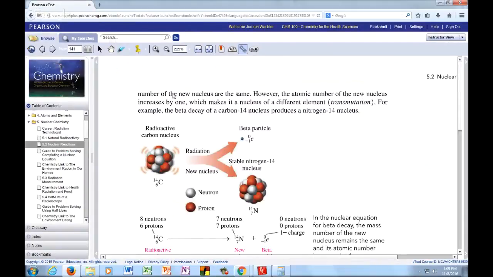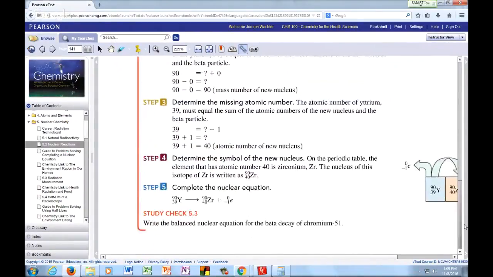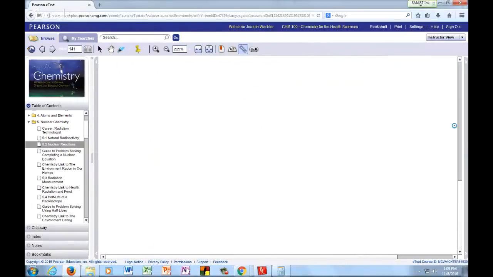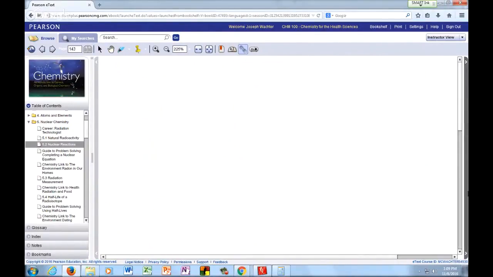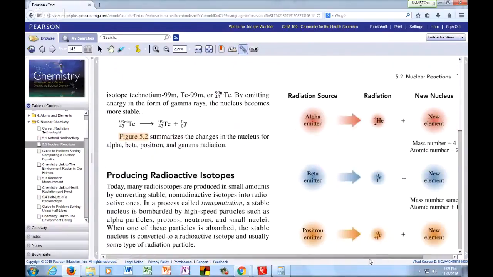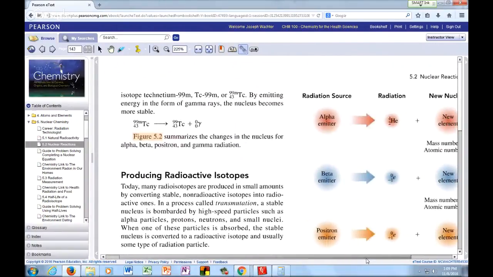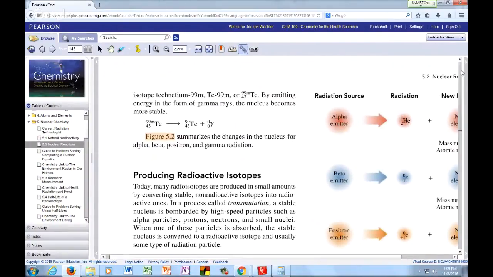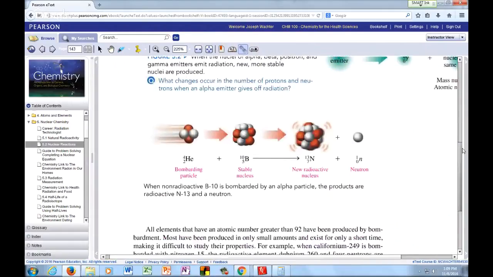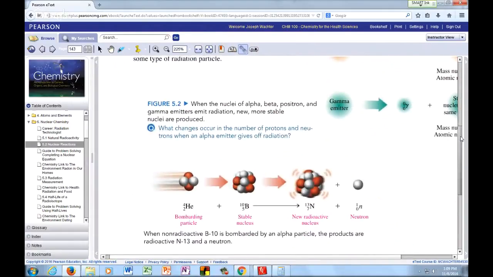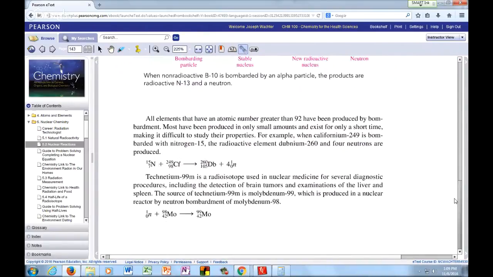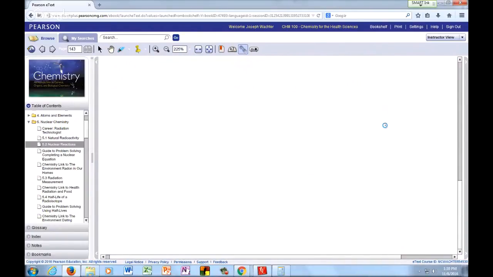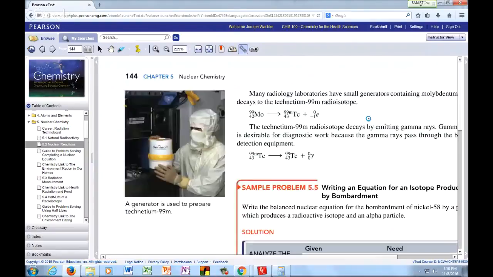This particular one, I don't know if they show it here or not. I'm trying to see if they have the equation for that specific one. Oh, yeah, there it is. Okay.